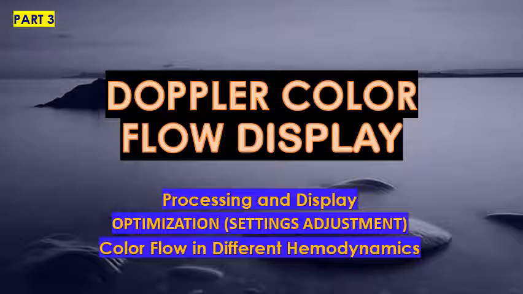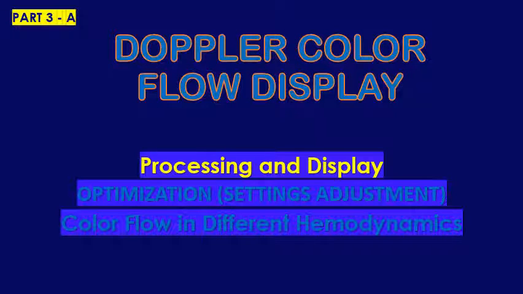In color Doppler and power Doppler, we'll talk about three parts. We'll talk about its processing and display, how the color Doppler is processed and how it is displayed. Also, we'll talk about its optimization, the settings adjustment, and the color flow in different hemodynamics. So this is part 3A, which talks about the processing and display of color flow.